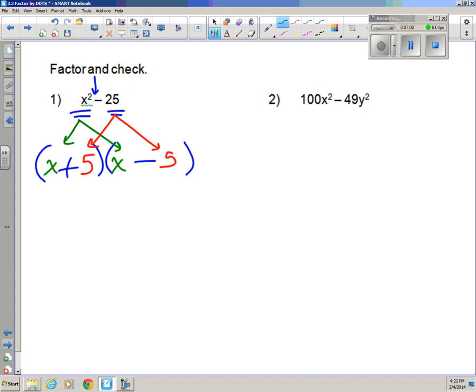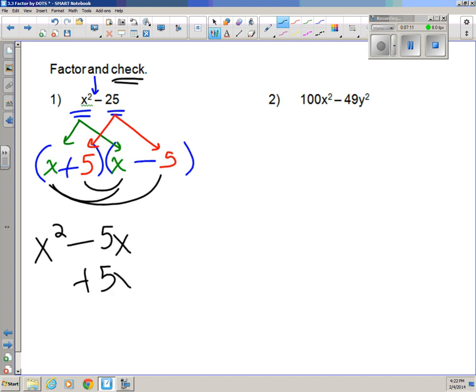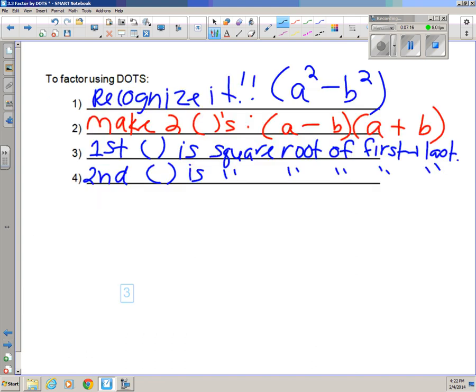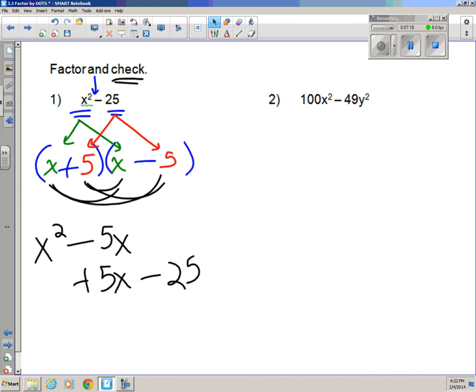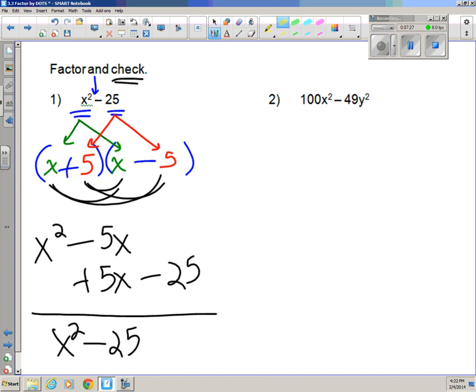And what we say by check is, well, let's multiply back using the distributive property, which means I can multiply x times x. I can multiply x times negative 5. I can multiply 5 times x. And I can multiply 5 times negative 5. And what you end up with is x squared minus 25. And that's how you started. So your answer is these two binomials, x plus 5, x minus 5.